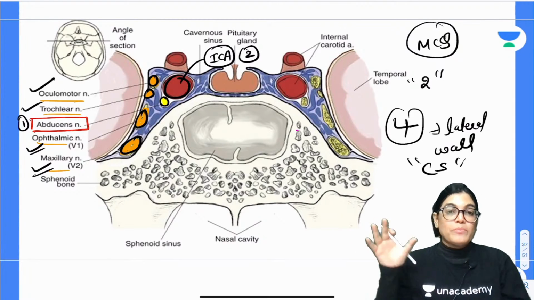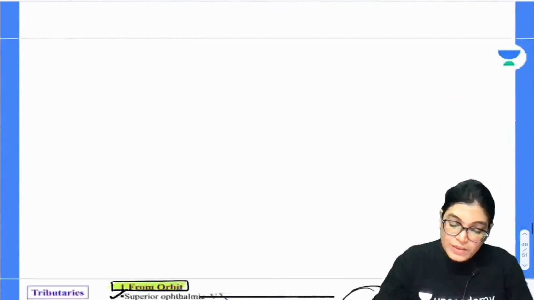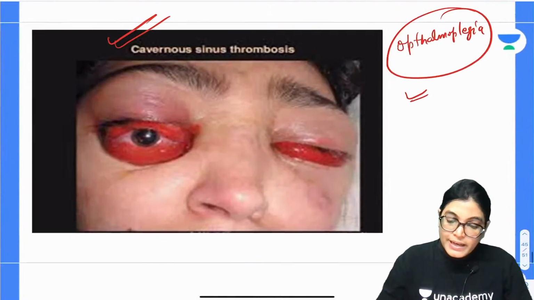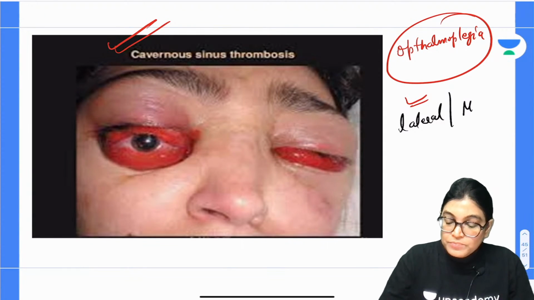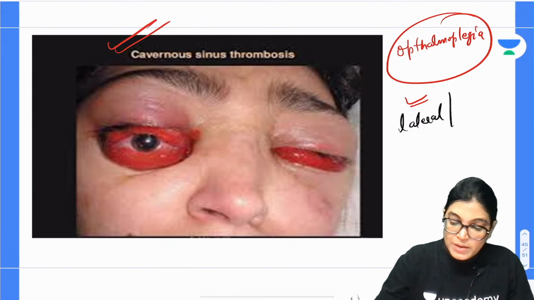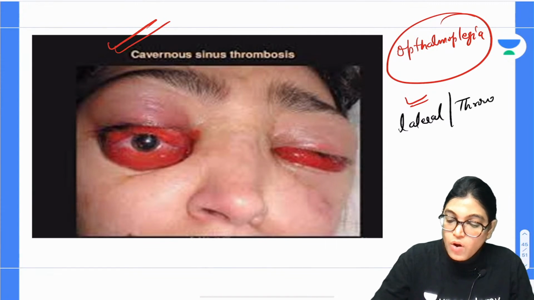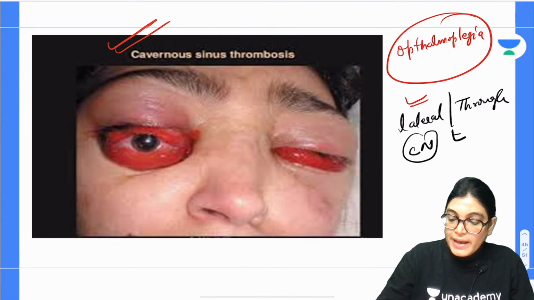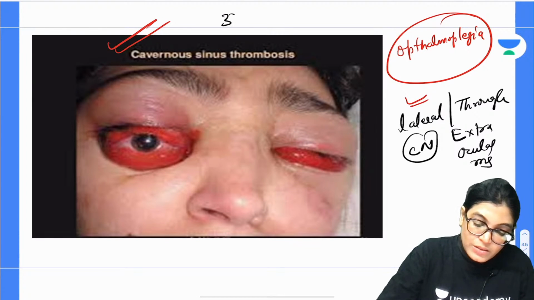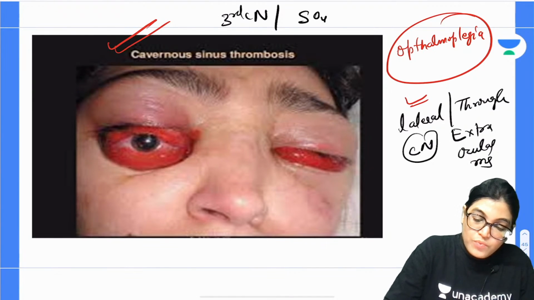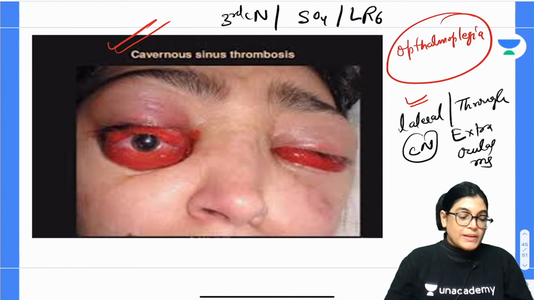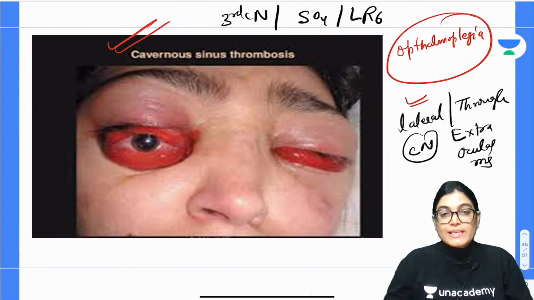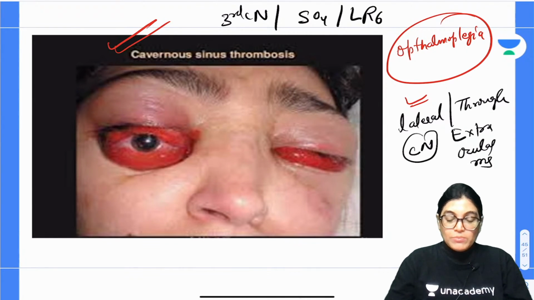So these are the important nerve relations. In case of cavernous sinus thrombosis, we already know the nerves lying in the lateral wall will be involved, and those passing through the cavernous sinus. So that means all the cranial nerves supplying the extraocular muscles. We know that the third cranial nerve along with SO4 and LR6, that means lateral rectus, abducent, superior oblique, trochlear nerve and third cranial nerve. So all these will be involved and will lead to ophthalmoplegia.